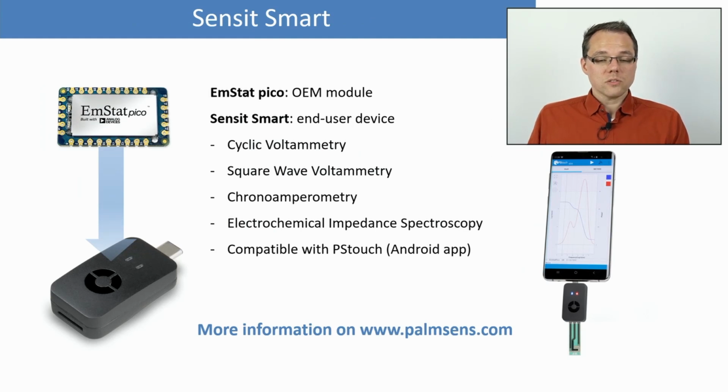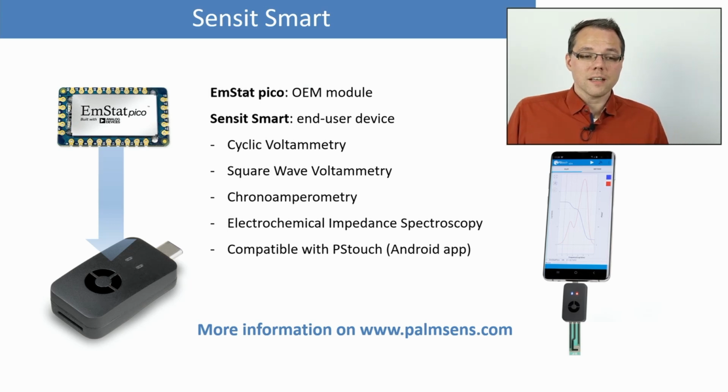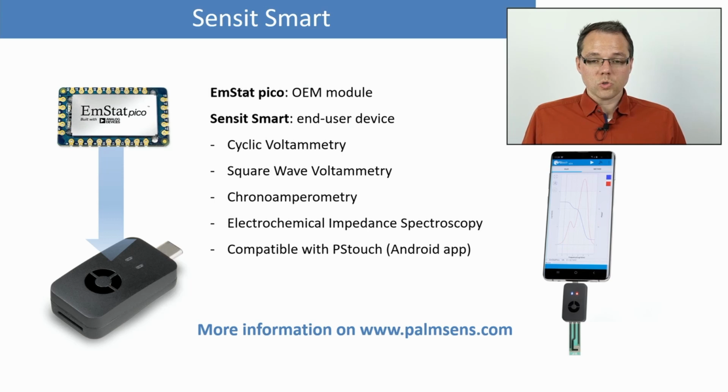Okay, so the Sensit Smart, just to give you a short introduction before we move on to the more chemistry part, is based on the Pico, which is an OEM potentiostat module. That means you can use that module to build it into your systems and have your own potentiostat in your own system without developing your own potentiostat. So you build, for example, a lab on a table or something like that. Based on this very small potentiostat module, we made the Sensit Smart, which is now a USB stick size potentiostat, and it can perform the most common electrochemical techniques like cyclic voltammetry, as we've shown previously.